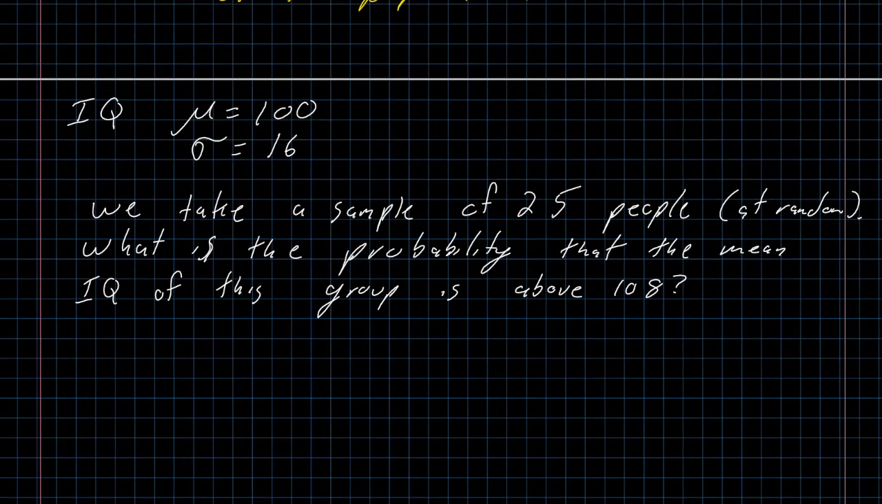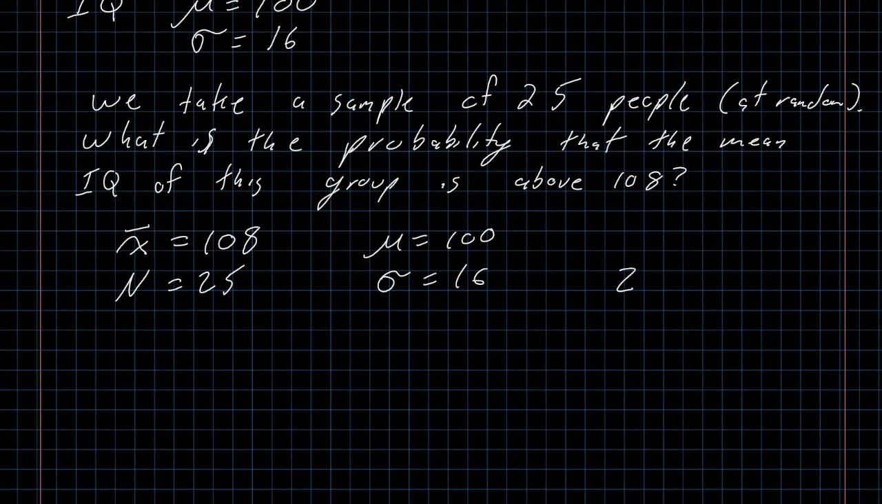All right. So we are looking at X bar is 108. We are looking at n is 25. We have that mu is 100. We have sigma is 16. And, well, our z-score formula still works mostly the same: X minus mu over sigma.